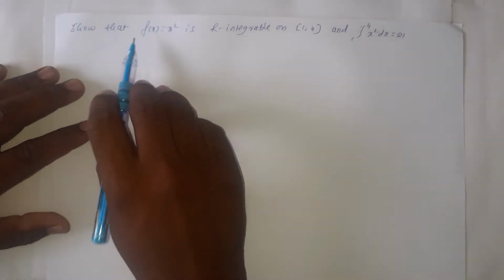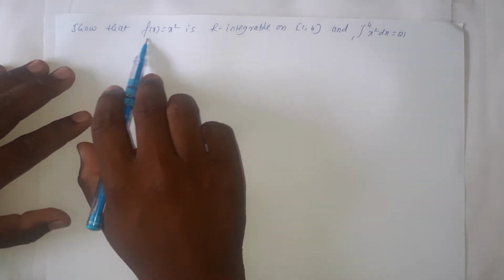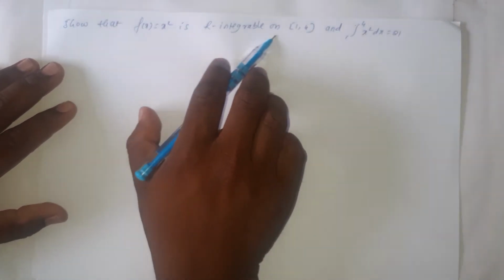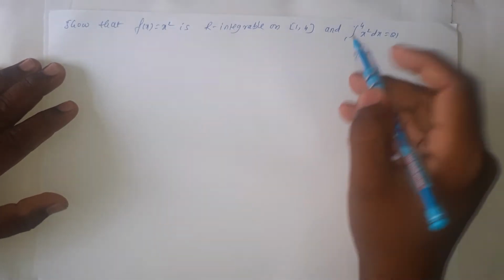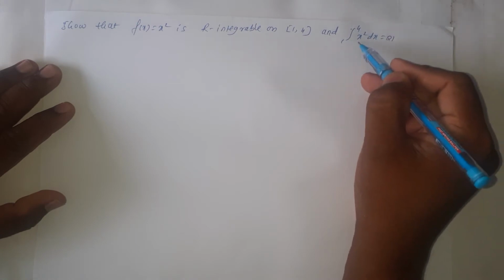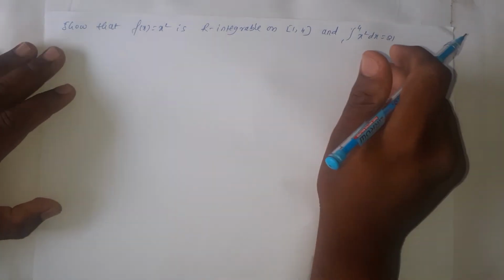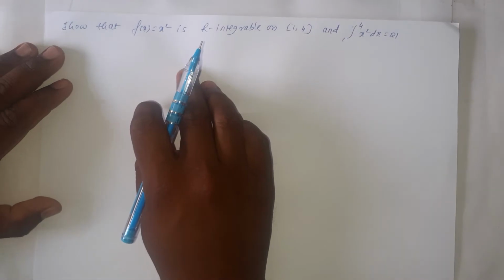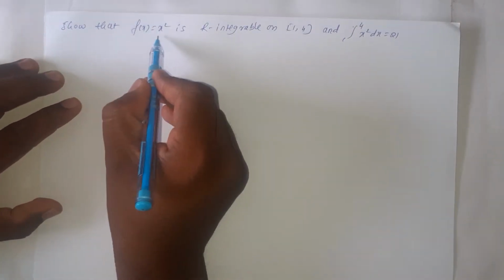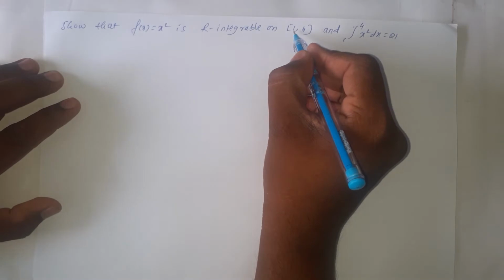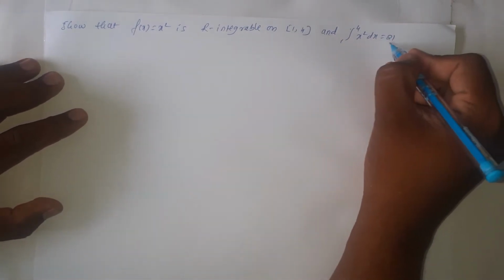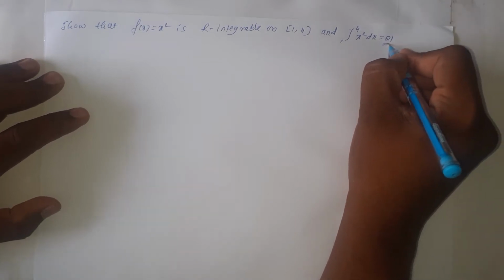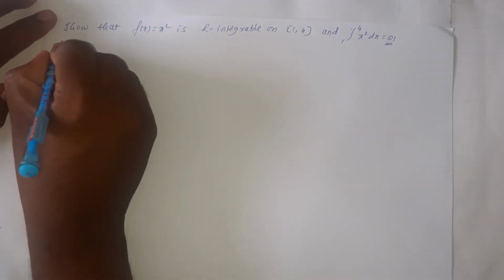So the first one is: show that f of x equal to x square is Riemann integrable on the closed interval 1 to 4 and integration over 1 to 4 of x square dx is equal to 21. So here the given function is f of x equal to x square and the interval is 1 to 4, and the common value of the Riemann integral is 21. Let us solve this one.